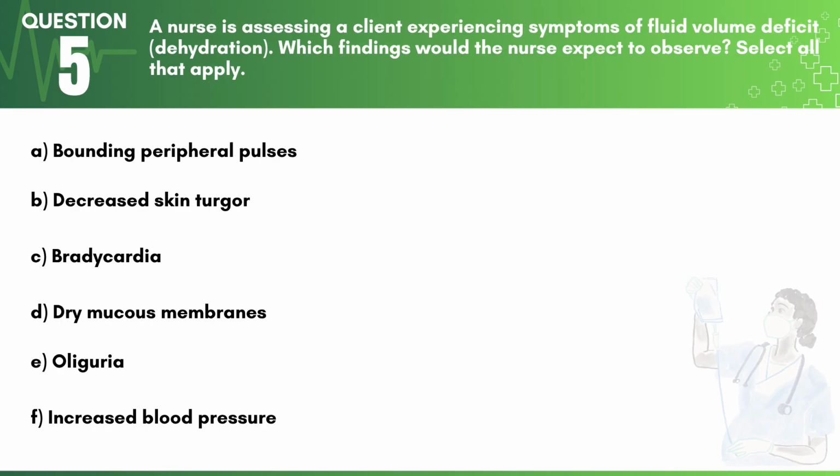Question 5. A nurse is assessing a client experiencing symptoms of fluid volume deficit, dehydration. Which findings would the nurse expect to observe? Select all that apply. A. Bounding peripheral pulses. B. Decreased skin turgor. C. Bradycardia. D. Dry mucous membranes. E. Oliguria. F. Increased blood pressure.